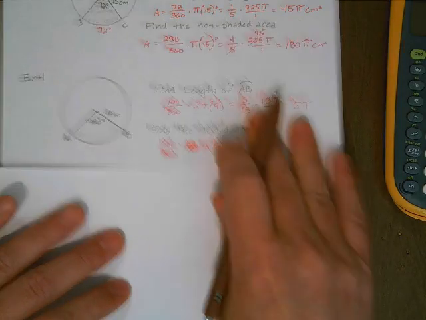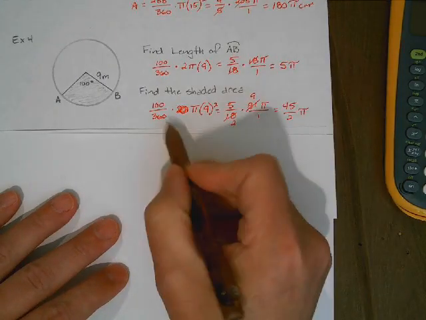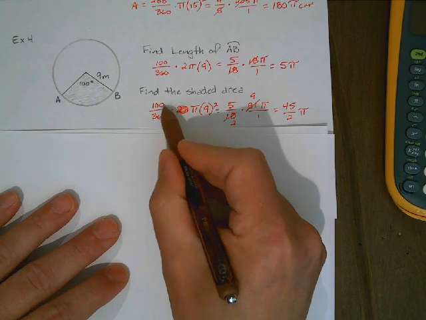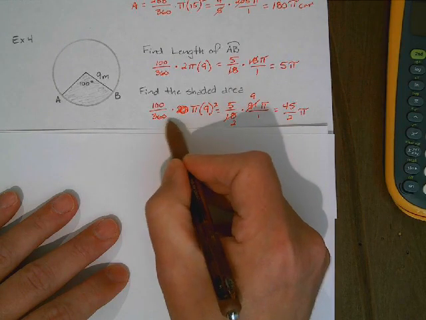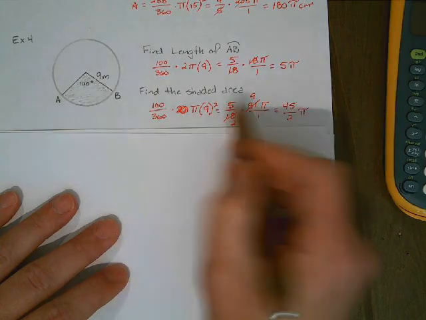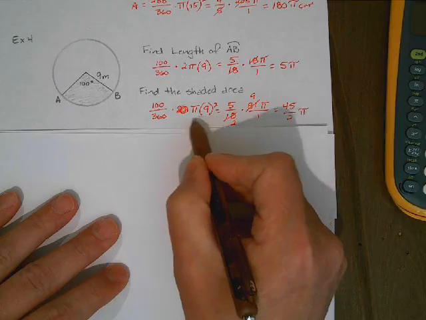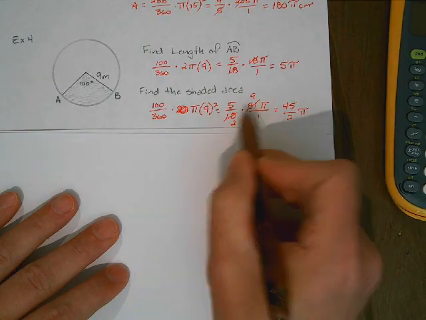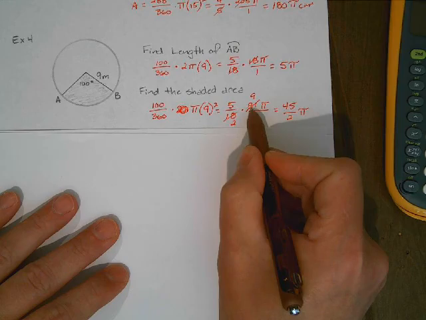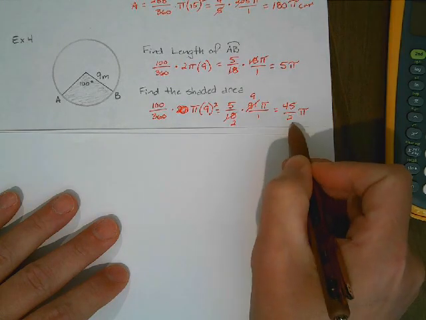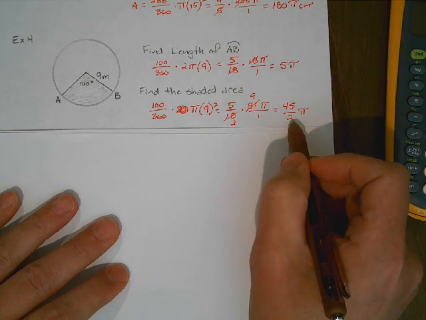When you're doing the area, we would still do 100 over 360 because it's arc over 360. And then for the sector area, we would do pi r squared. So that's 81 pi. If I take 81, multiply by 5, divide by 18, I get 45 over 2. And that's it.